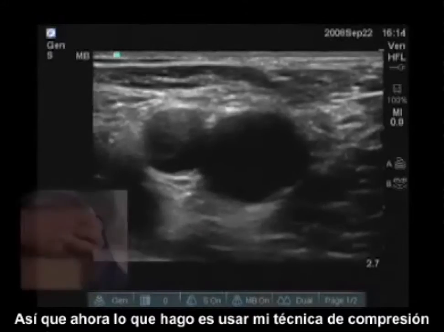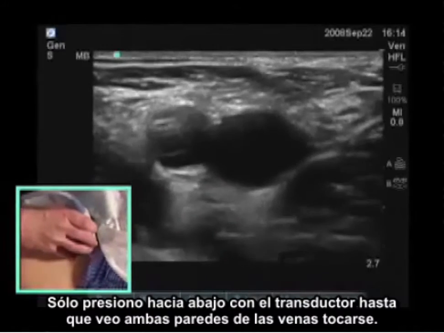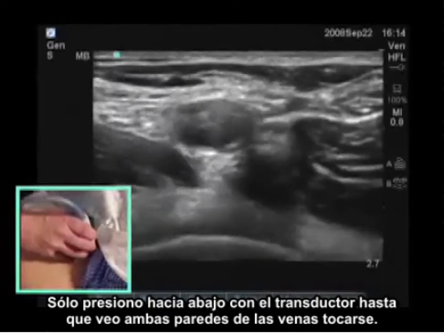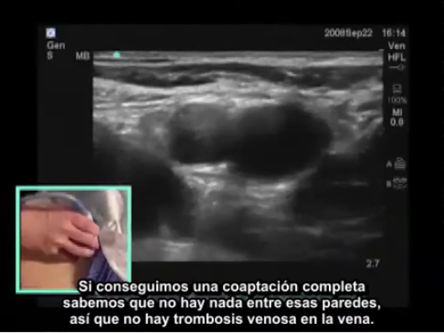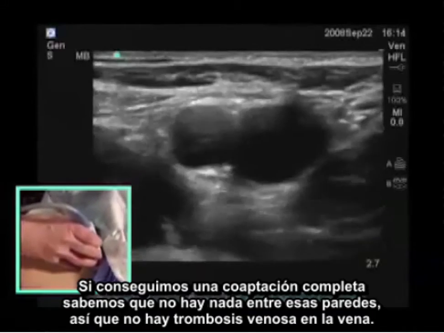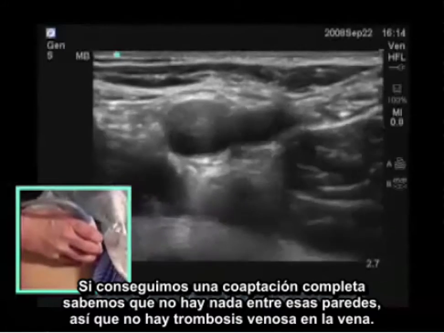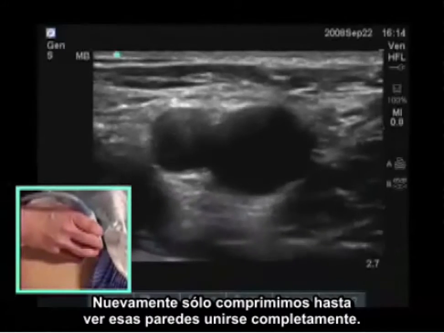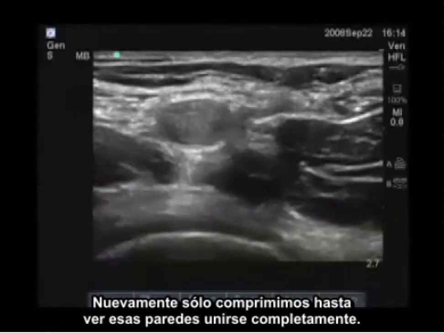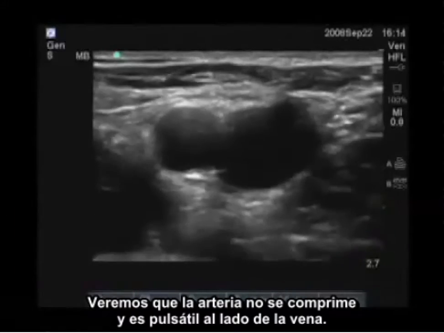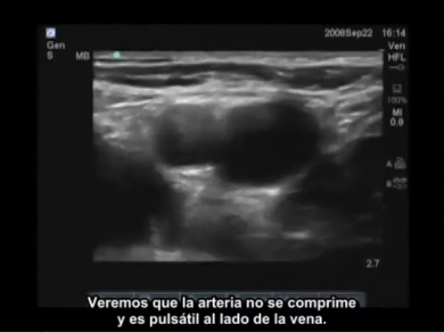So at this point what I do is I just use my compression technique. I just push with the transducer down until I see both walls of the vein coapt or touch and meet each other. If I get a complete coapt like this, I know there's nothing between those two walls, so there's no venous thrombosis in the vein. So again, just compress down until you see those two walls meet completely. You'll see that the artery does not compress and is pulsatile beside the vein.